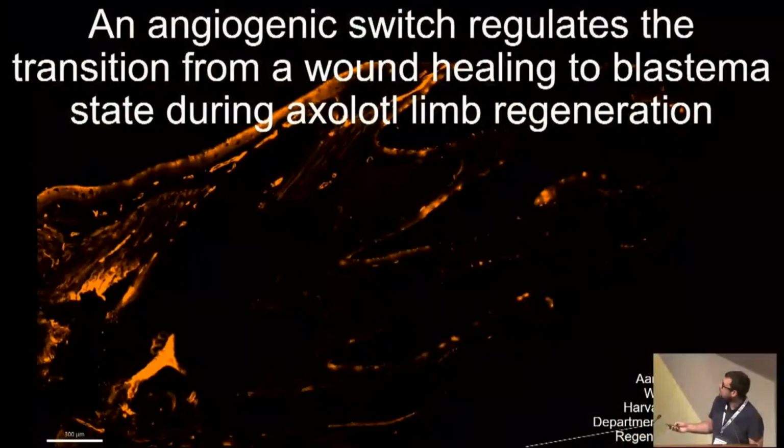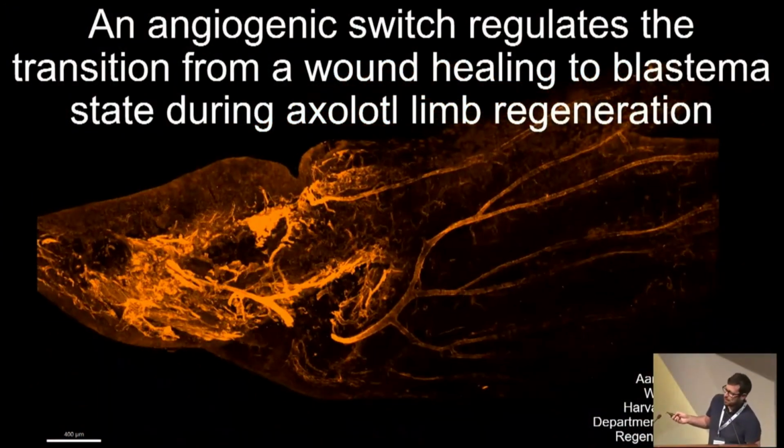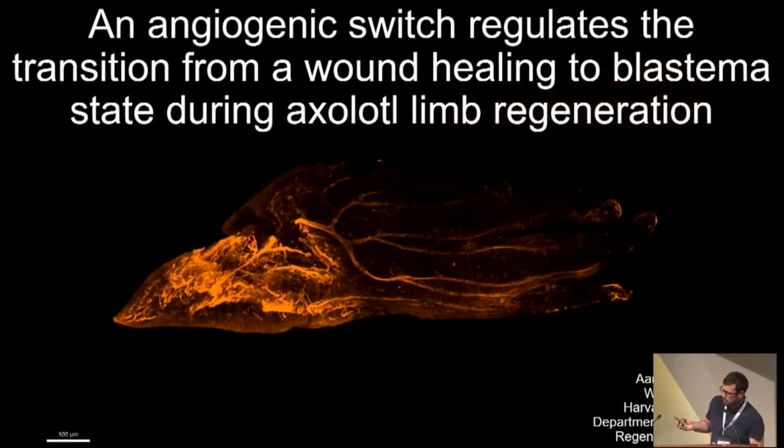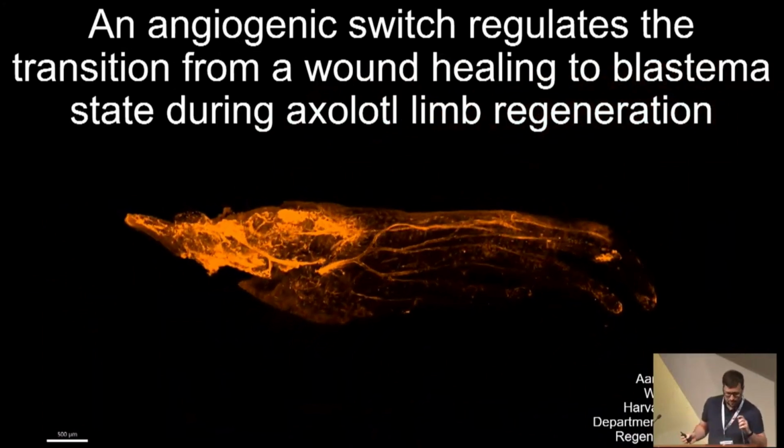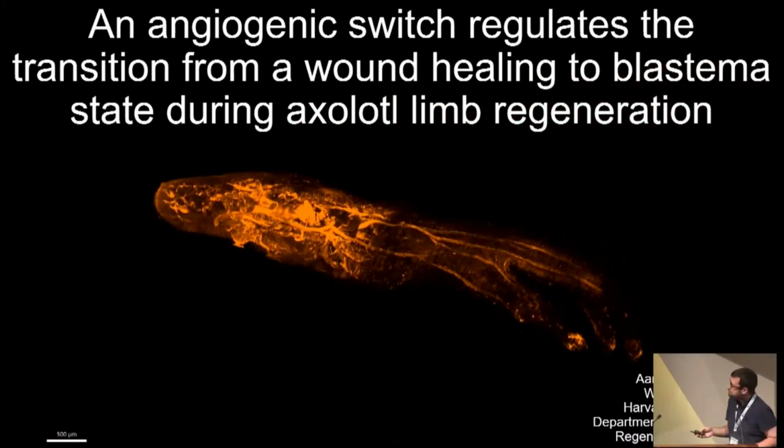And I'm going to be talking about the limb regeneration process in the axolotl, and how this might be regulated in part by how angiogenesis or blood vessel formation is regulated. What you can see up here right now is a 3D rendering of an axolotl limb, and it's highlighting the blood vessels in the limb.